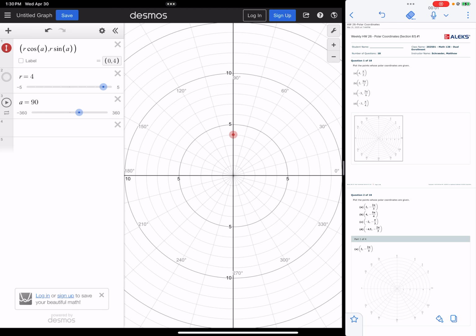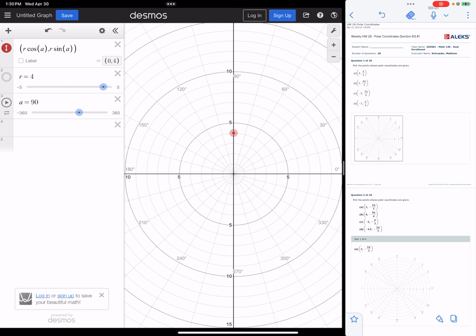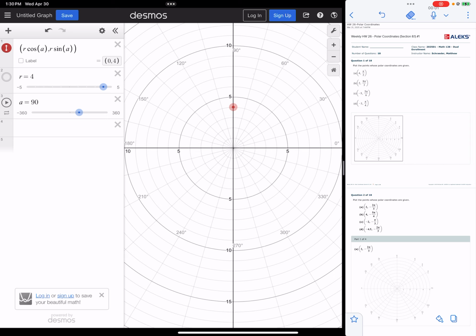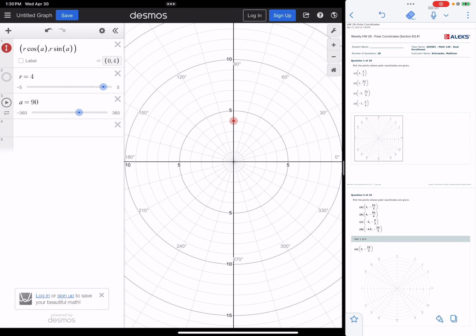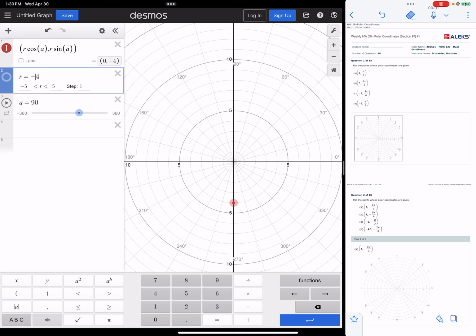Okay, so 4, 90 means that I'm on the 4th dot at a 90-degree angle. I've opened up to 90, I'm on the 4th dot. Now, if I would have put a -4 here, my 90 degree is still going up from 0. The negative means that instead of going towards the 90, I go in the opposite direction of the 90. So I would go down instead of up.